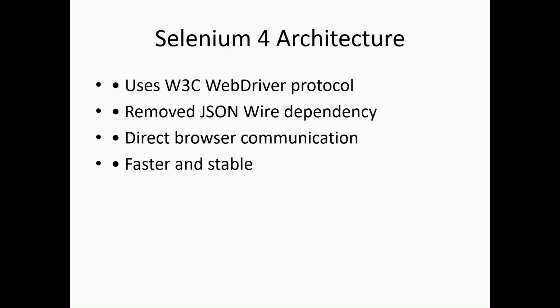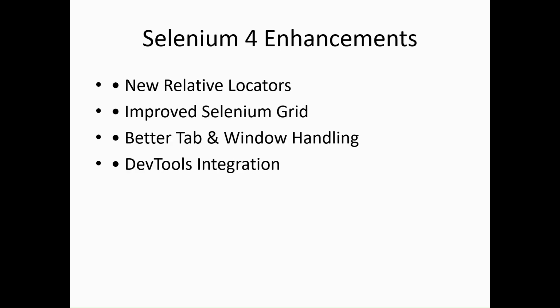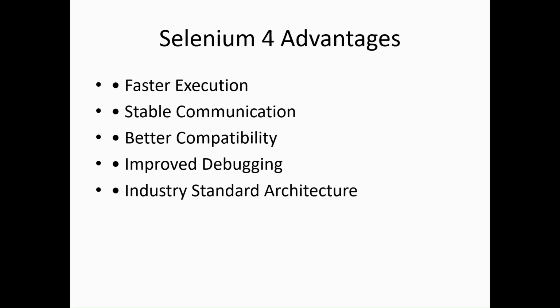Unlike in Selenium 3, where we had to use the JSON wire protocol, in Selenium 4 it's no longer needed, and this makes Selenium faster, more stable, more reliable, and more accurate. Okay, so what are the advantages of Selenium 4? It has faster execution. More stable communication is now there with Selenium 4, better browser compatibility, then improved Selenium Grid. Better handling of iframes, tabs, windows.